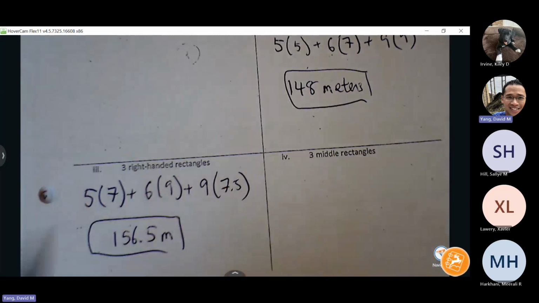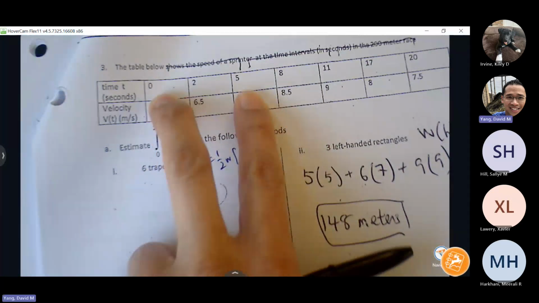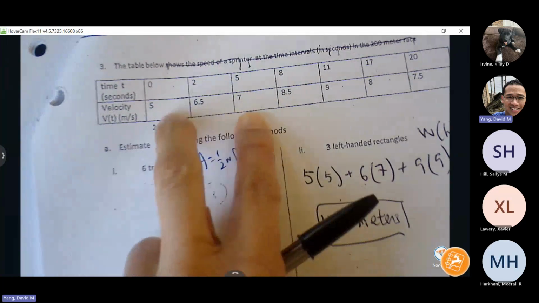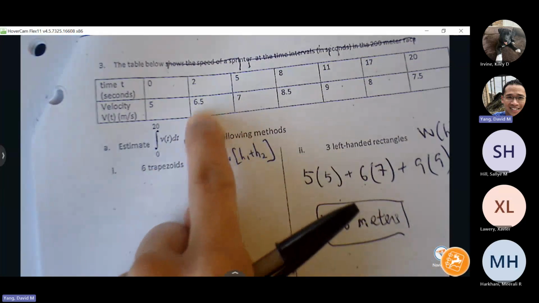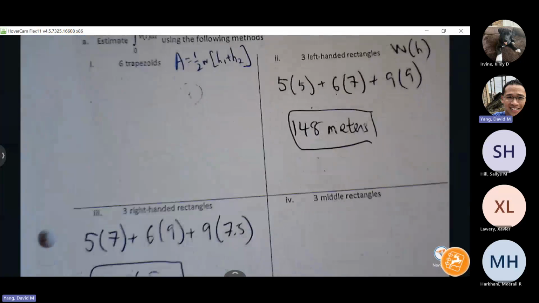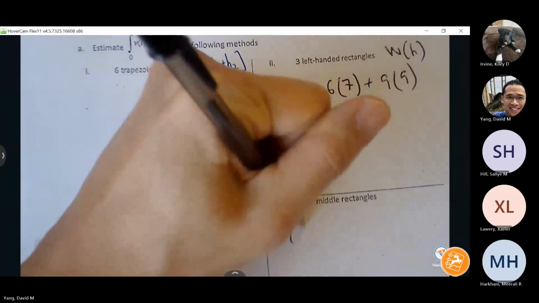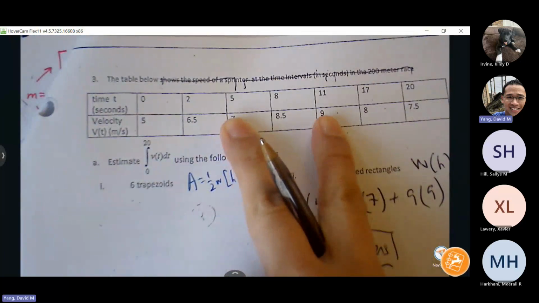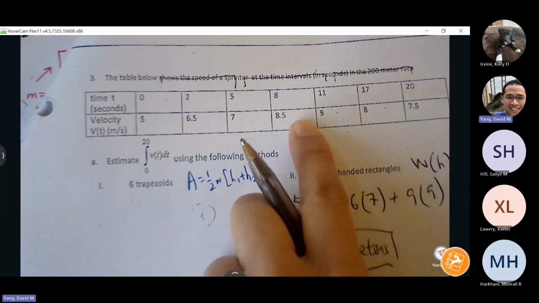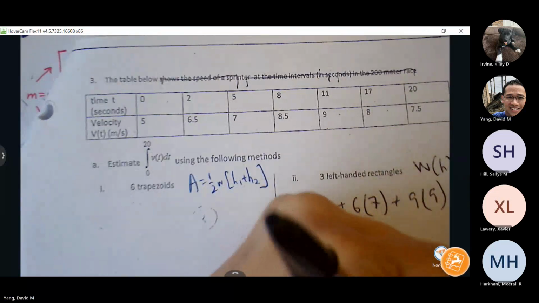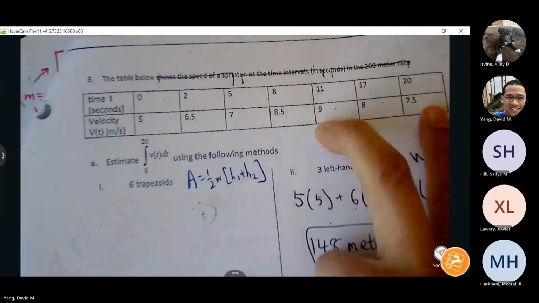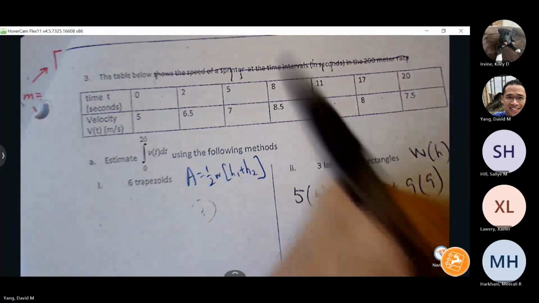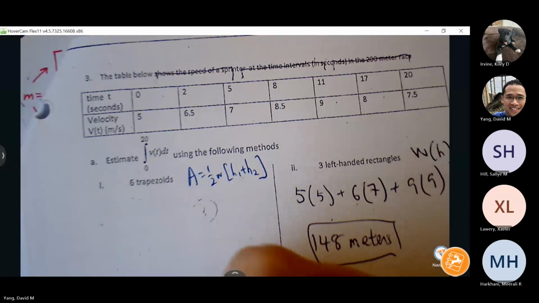Okay, three middle rectangles. Same width here. So width of five, my height is going to be that middle y value. Do not try to do any average. Just always pick whatever's in the middle. That's it. That's all we need to do. Okay, second rectangle, width of six, height of 8.5. Okay, width of nine, height of eight.